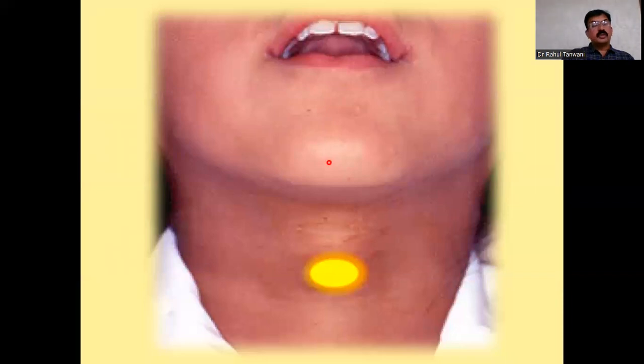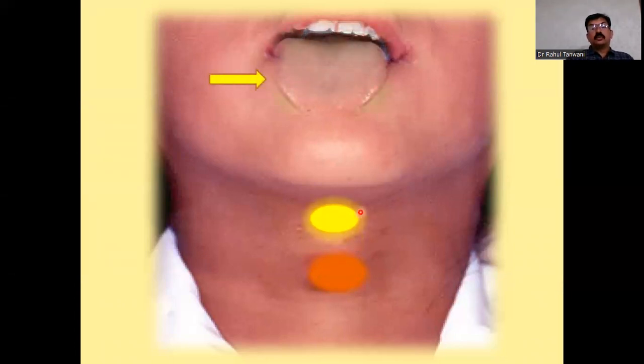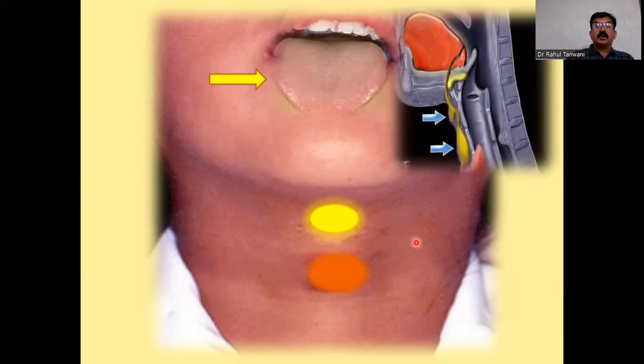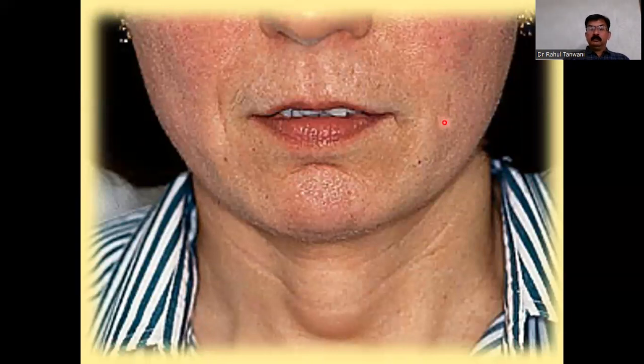But as I told you, there are several swellings which move upward with deglutition. But thyroglossal cyst is the only swelling which moves upward with the protrusion of the tongue. You ask the patient to take his tongue out, you will find that the swelling has moved upwards, and the moment the patient takes it back, it goes back to normal position. The reason is that this tract is still there. It is obliterated, but it is still there. So when the tongue protrudes out, there will be traction on this tract, and this swelling will move upward with protrusion of the tongue.